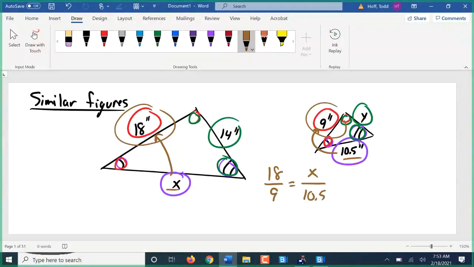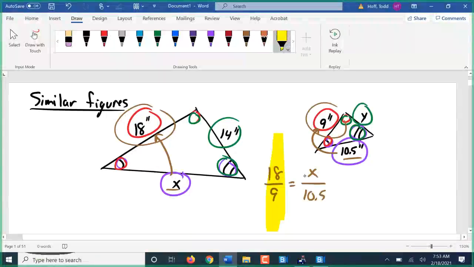So I know I've stressed it several times, but when we're setting up these proportions, it is essential that we maintain those relationships in both directions. The 18 and the X are from the same triangle. The 9 and the 10.5 are from the same triangle. Going this way, the 18 and the 9 are corresponding sides. The X and the 10.5 are also corresponding sides.